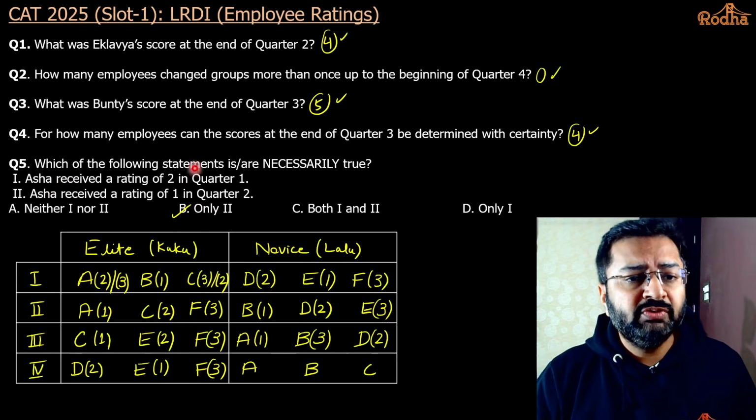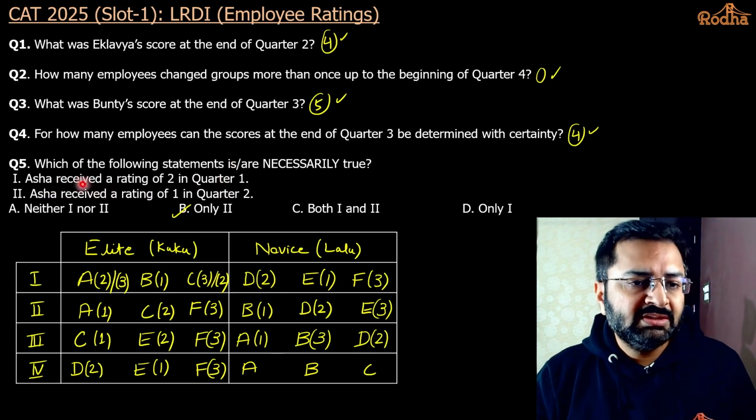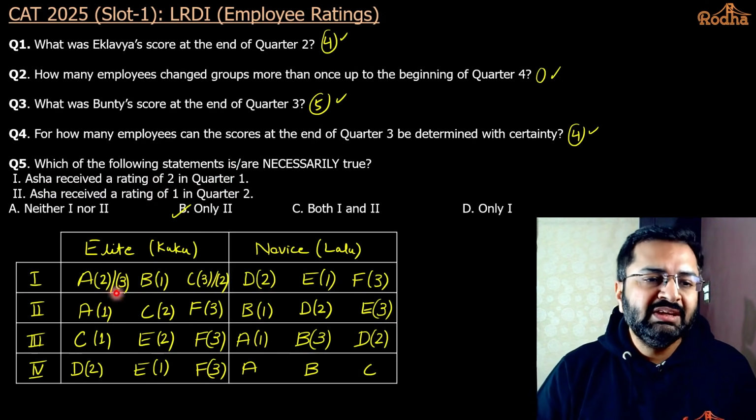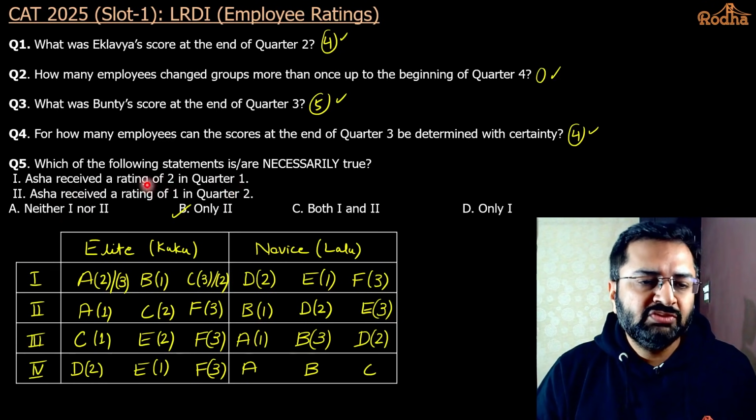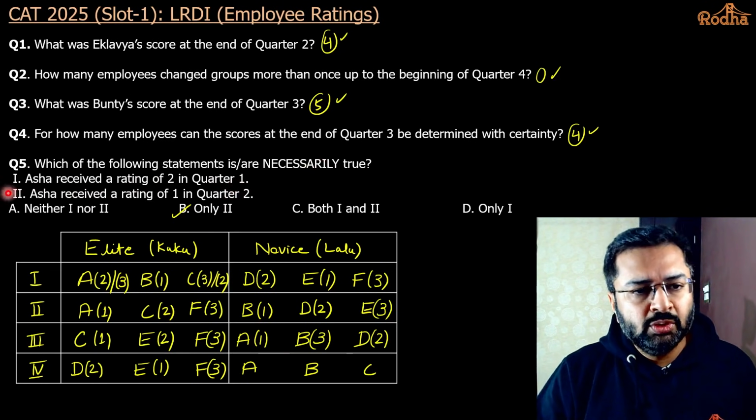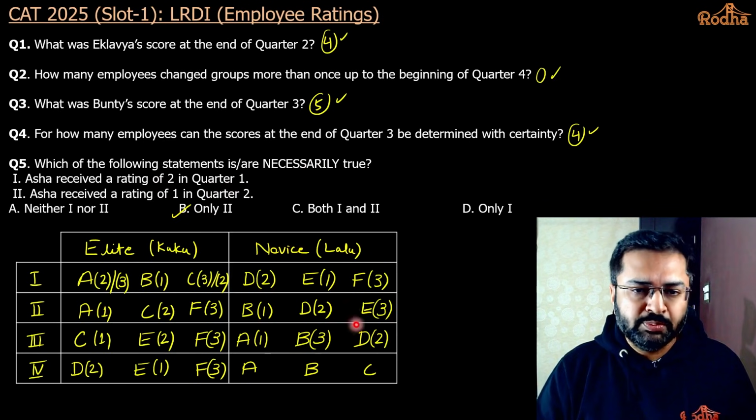This is not false, the first one. This is just one of the cases. But A could have got a rating of 3 as well in quarter 1. So that's why it's maybe true, not necessarily true. Only 2 is necessarily true. Answer would be option B here.